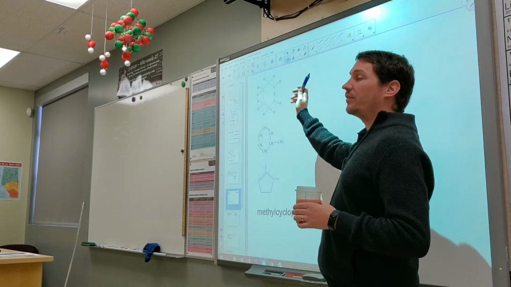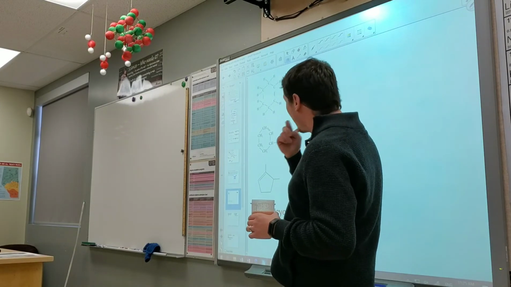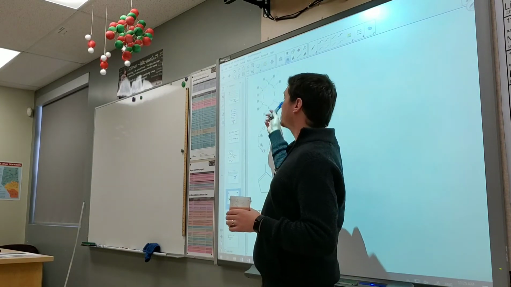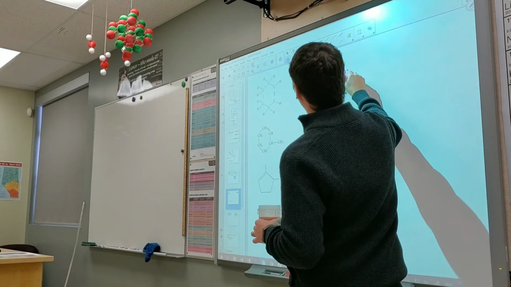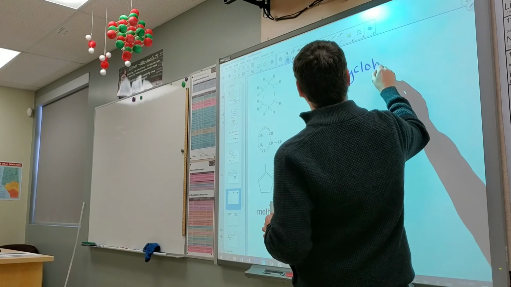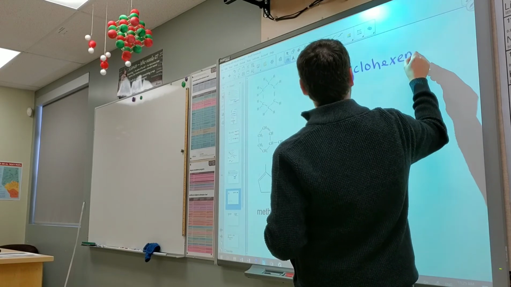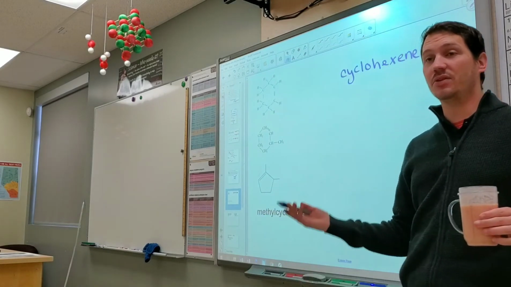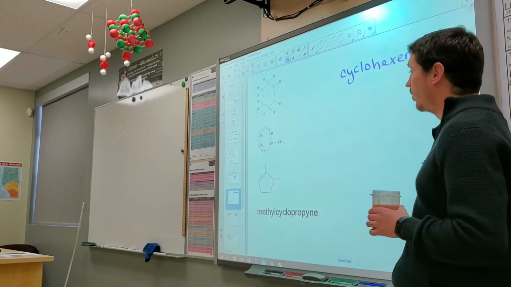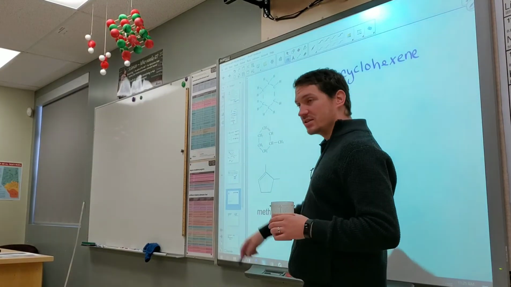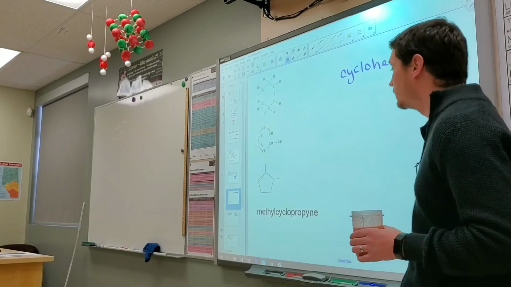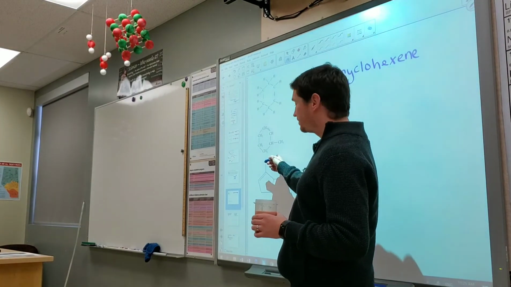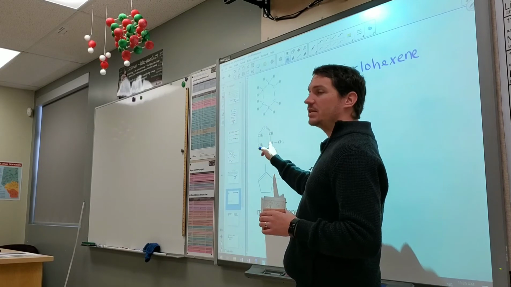Okay, for the first one, how many carbons in this parent ring? 6. So it's cyclohexene, and I don't have to tell you where the ene is, right? Because we assume it to be at number 1. Are there any branches? No, we're done. That's it. Cyclohexene.